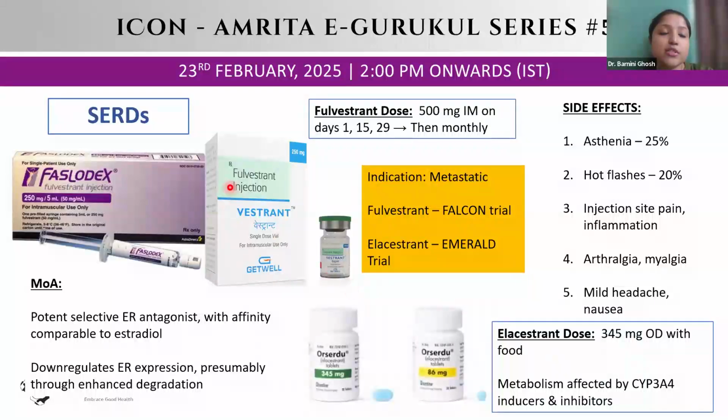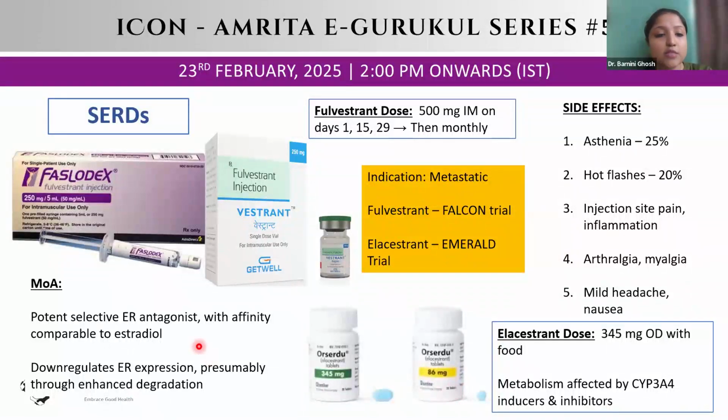And next, we move on to the SERDs, that is the selective estrogen receptor degraders. Now, two drugs fall under this category. One is fulvestrant, which is an injectable drug. Another is elacestrant, which is an oral drug. So fulvestrant, we can see that it is a transparent liquid and may be available in vials of 250 mg or as a prefilled syringe. And elacestrant is an oral drug available in tablet form, either as 345 mg tablets or as 86 mg tablets.